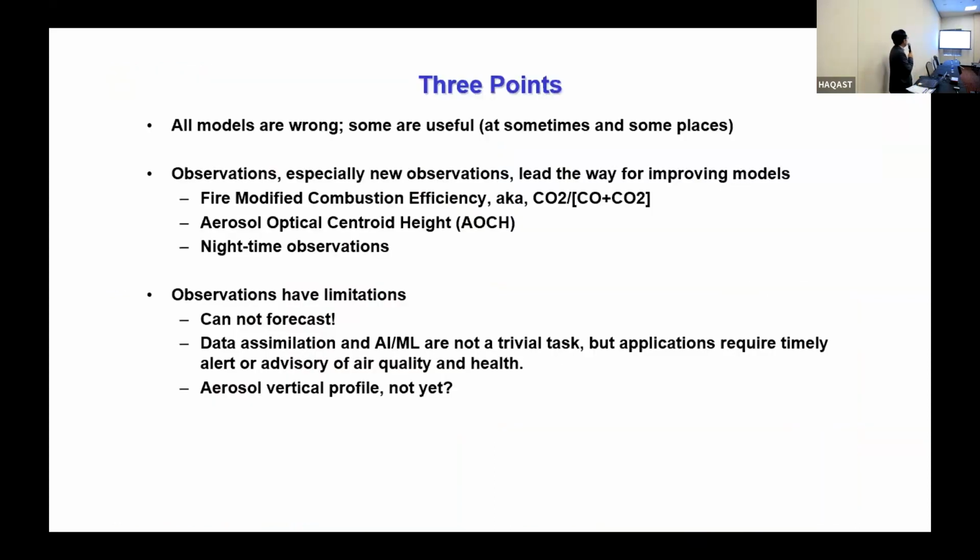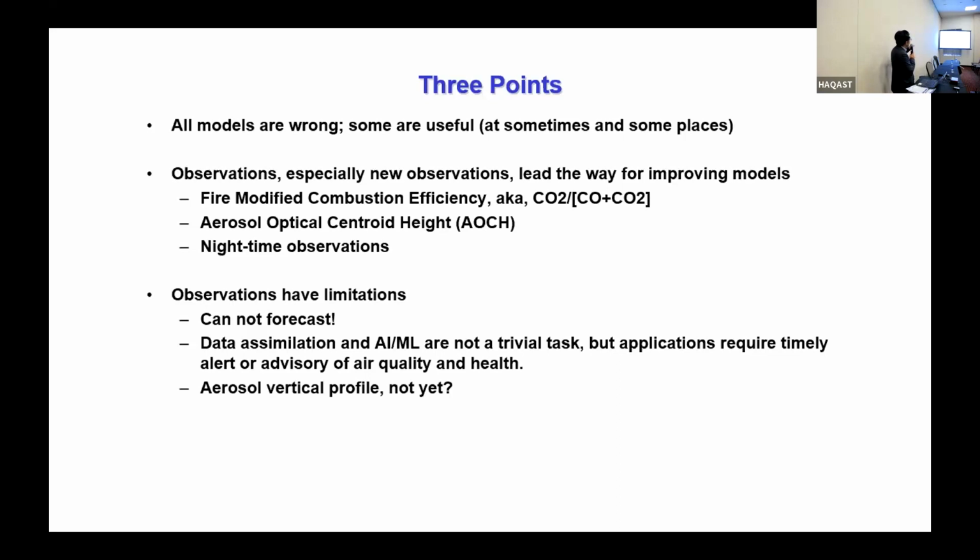So my 3 points here: I've talked about 2 points so far. One is that our models are wrong. Some of them are useful at some times and some places. Observations, especially new observations, are a way for improving models. This slogan is not from me, it's from one of the years at the AMS meeting, which says observation leads the way. So I have shown you the aerosol optical center height that can tell you where the smoke is located in the sky and how much impact it may have on the surface air quality.